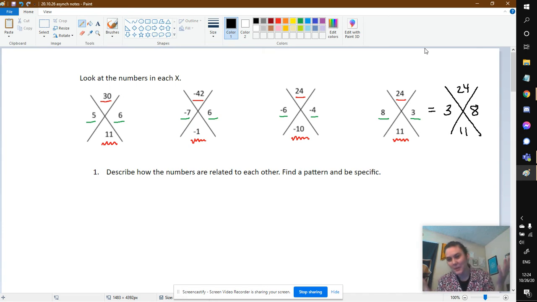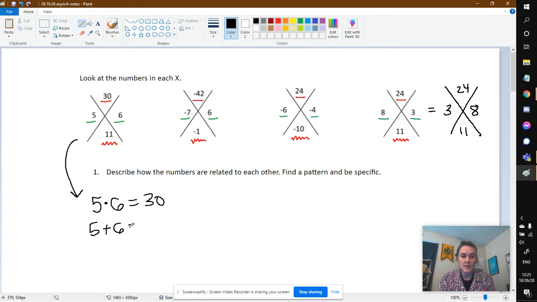All right, you're back. Whoa, that was so fast. Okay, let's talk about how the numbers are related. Let's take a look at this one. If we do 5 times 6, so the left times the right, we get 30. And if we do 5 plus 6, the left plus the right, we get 11. So far, I could think that this pattern could be the side two numbers add to the bottom and multiply to the top. Let's check if that's true for the rest of them.